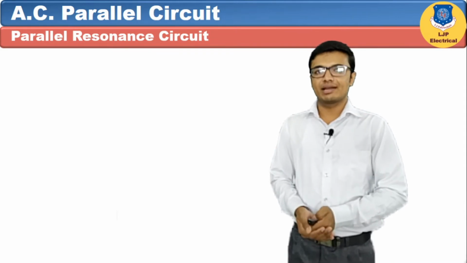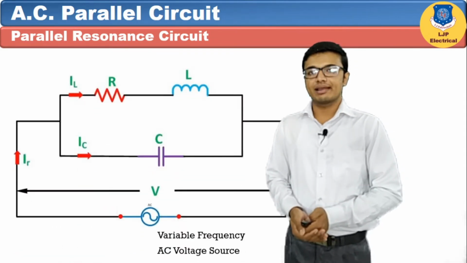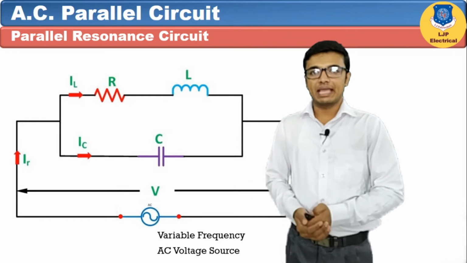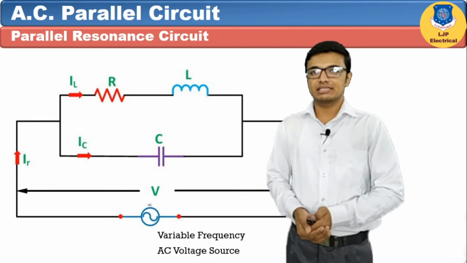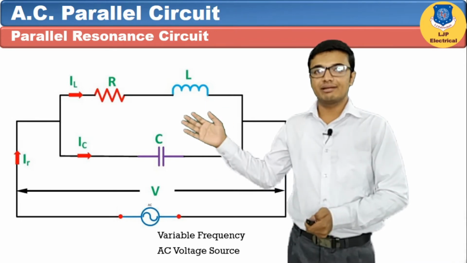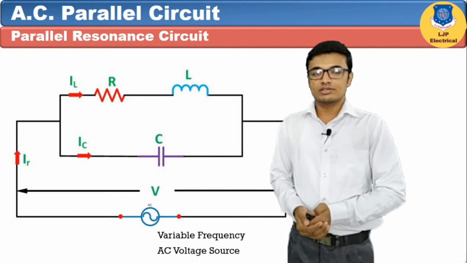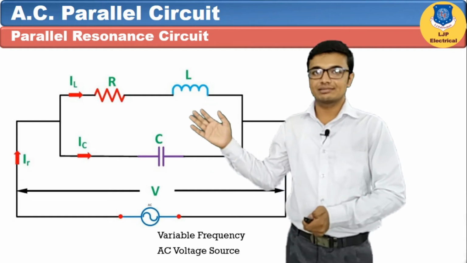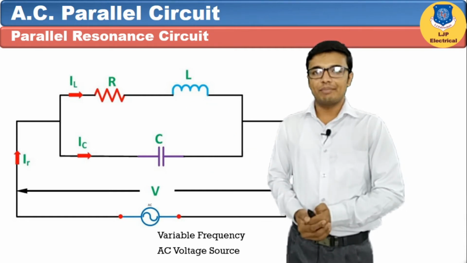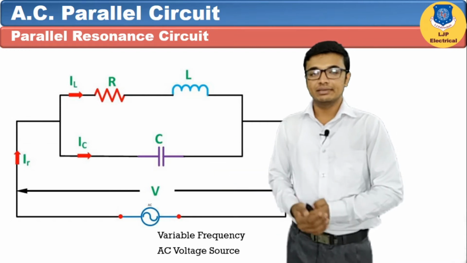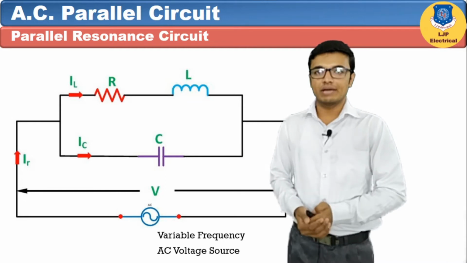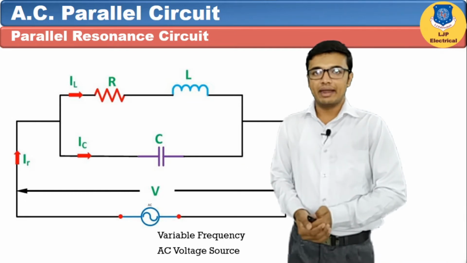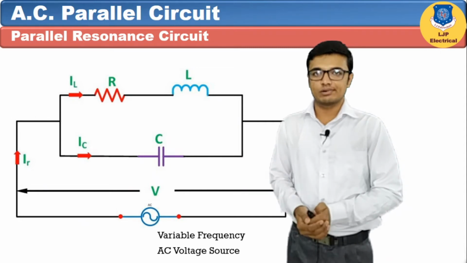Let's start with the parallel resonance theory. Here you can see the circuit diagram with one inductor and one capacitor connected in parallel. But as we know, the inductor has some resistance, so we have an internal resistance in series with the inductor. The current passing through this RL series branch is IL, and the current passing through the capacitor is IC, and the total current taken from the supply is IR. We will see later how it takes resistive current only. And here we have a variable AC supply source because we have to vary the supply frequency.